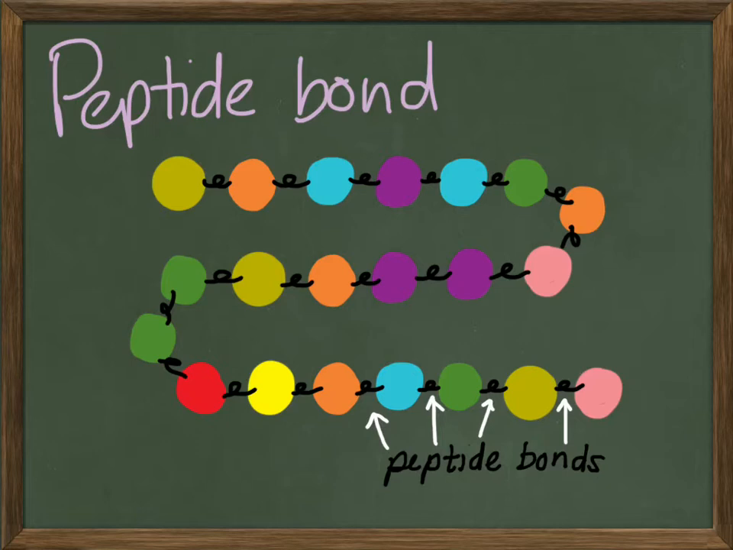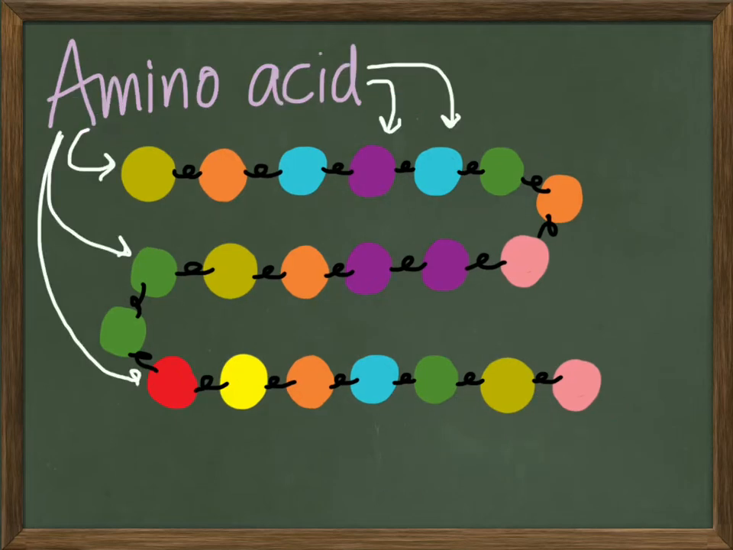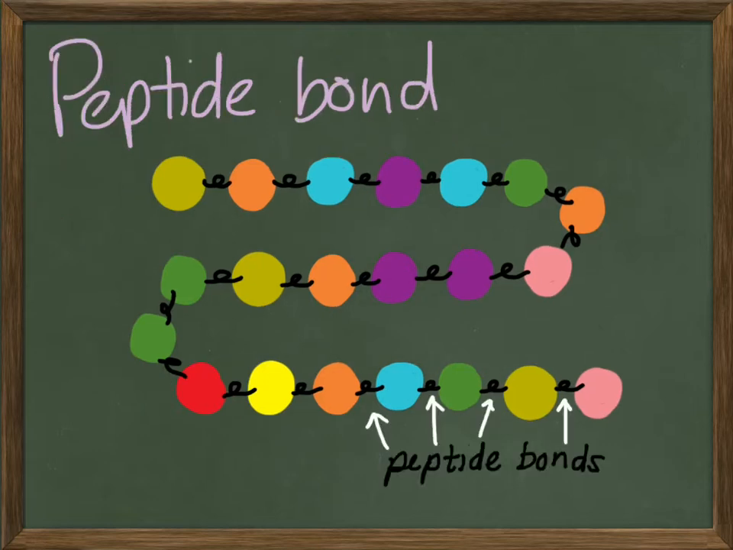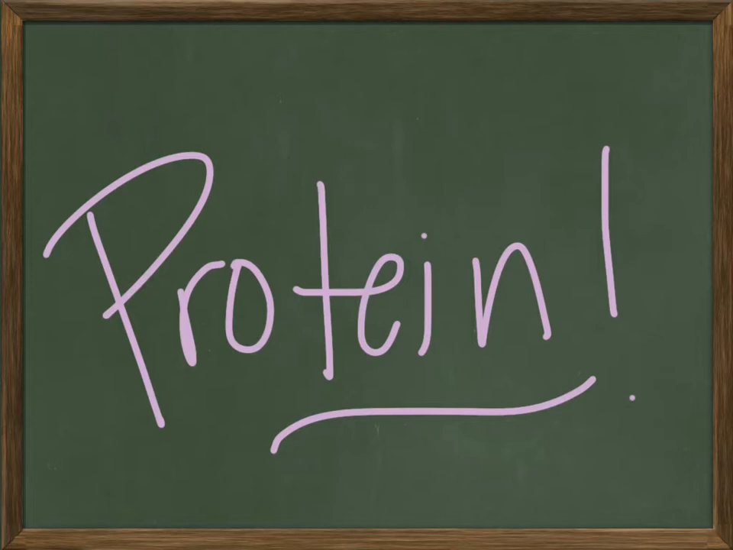When we have a chain of those amino acids and they're joined together with those little, again, black squiggly things, those are actually peptide bonds. Well, what are a bunch of amino acids linked by a bunch of peptide bonds in actuality? They're a protein! Well, they're a protein after they've been folded.